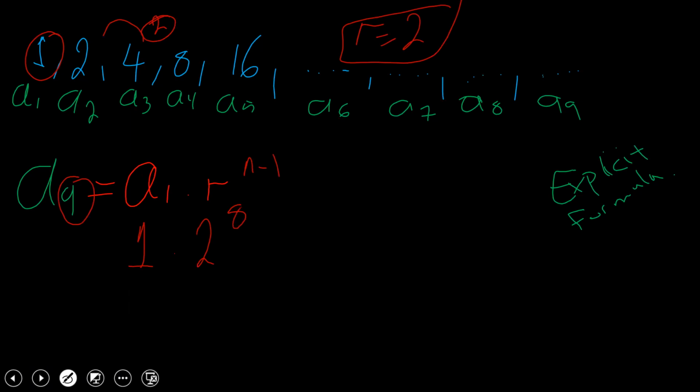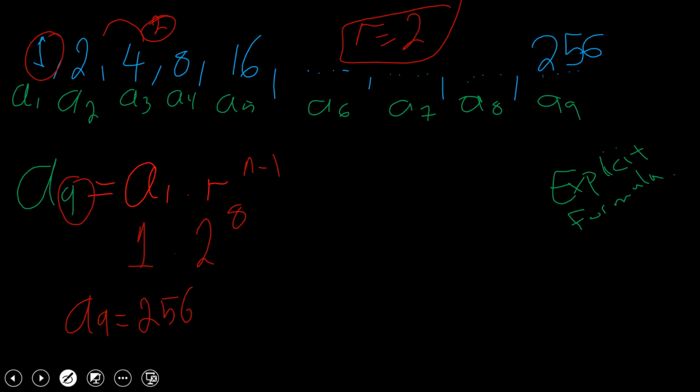Now, 2 sub 8 is equal to what? Who can tell me? 2 raised to the power 8 is 236. So a sub 9 is 236. Is it easy now? Okay. This is how I can find a sub 9 using the explicit formula.